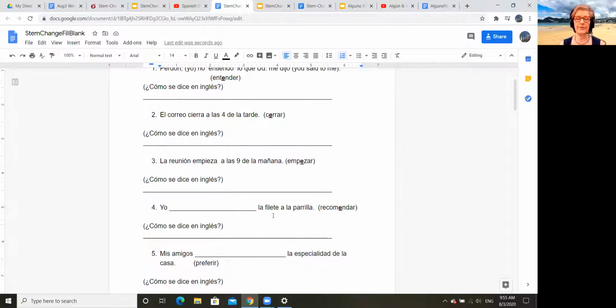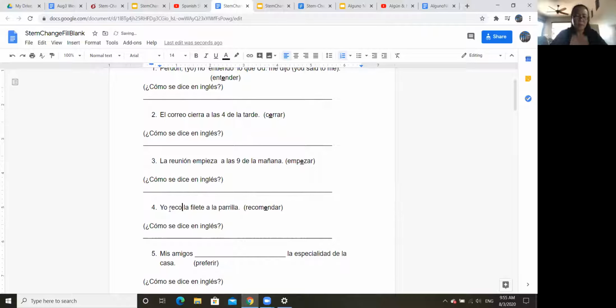Número cuatro. ¿Quién lo quiere? Who wants it? Okay, I'll do it. Okay, Sue. Recomiendo la filete a la parrilla. Parrilla, sí. Parrilla is grill. You know, like a barbecue grill. I was just watching some South American show and they call it parrilla.